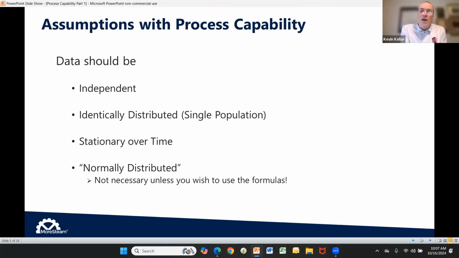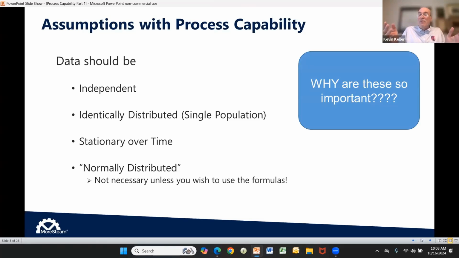And then finally, we've all been taught that the data needs to be normally distributed. And that's actually not true. It's only true if we want to use the formulas. And so when I worked in the semiconductor industry for 15 years, we had not a single parameter within our industry that was normally distributed. But yet we can do process capability analysis. We just have to work through the issues. So it's not necessary unless you want to just straight out use the formulas.